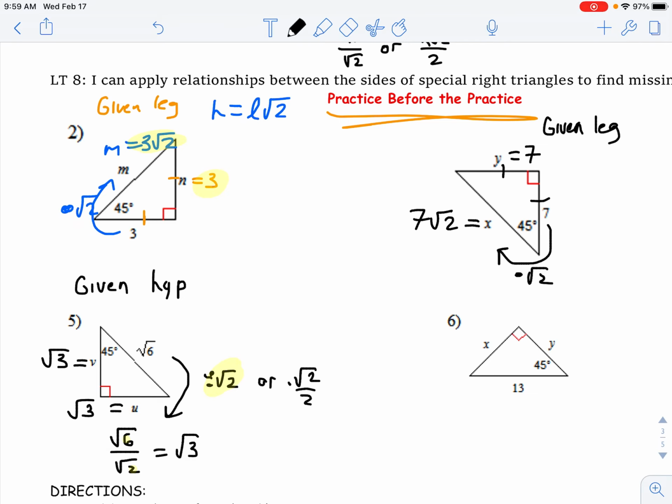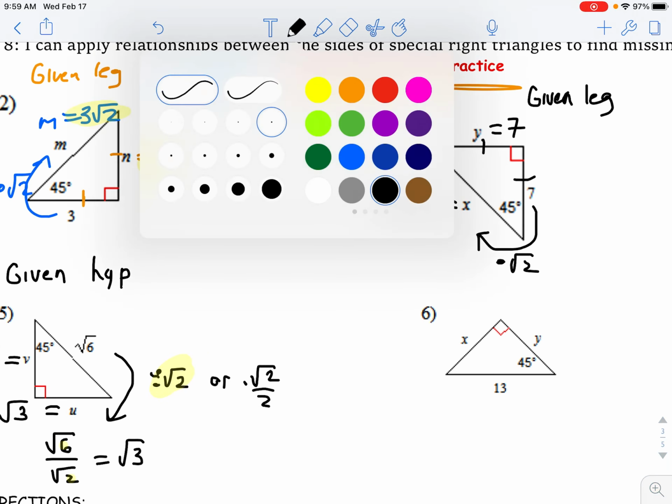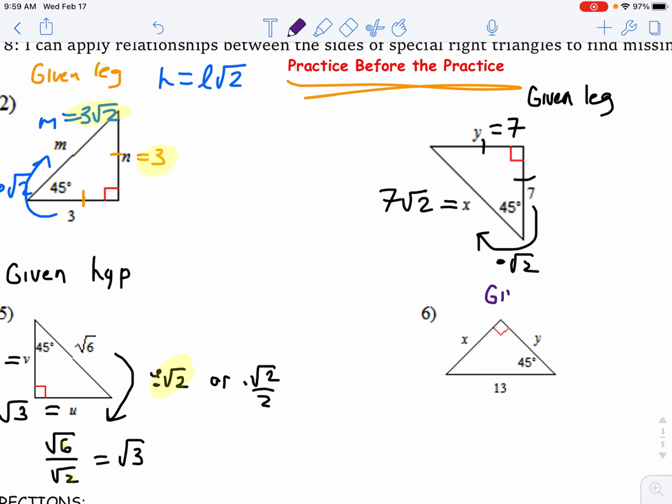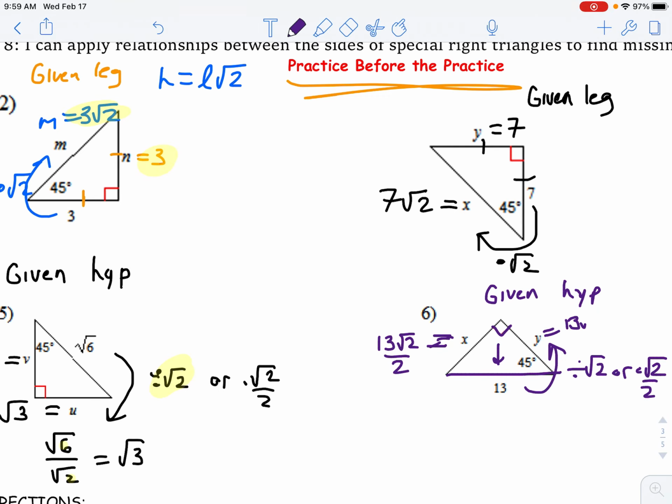All right, now same thing, we're given the hypotenuse. So again, 13 is the hypotenuse, it's opposite the right angle. So moving this way, do I want to divide by radical 2 or multiply by radical 2 over 2? Well, in this case right here, I'm just going to multiply by radical 2 over 2. So x will be 13 times radical 2 over 2. That's x, and then y is the same exact thing.